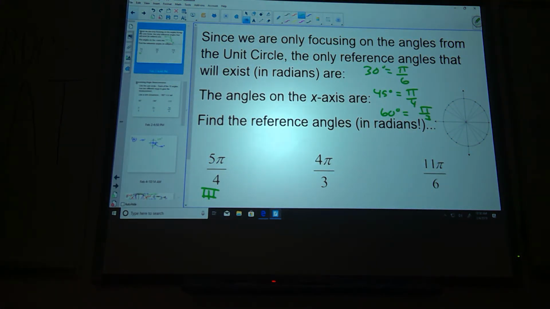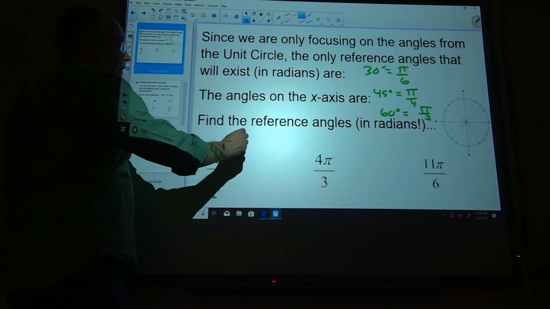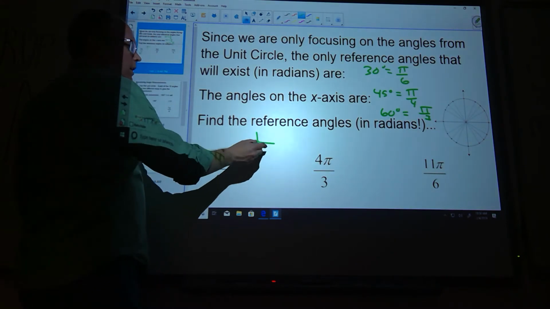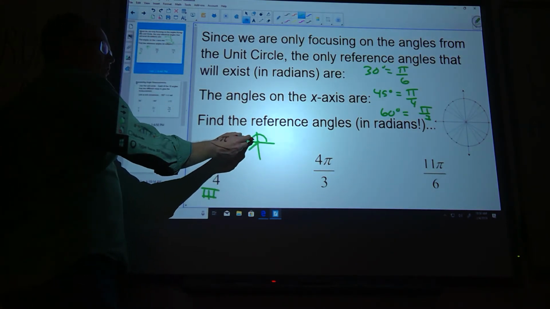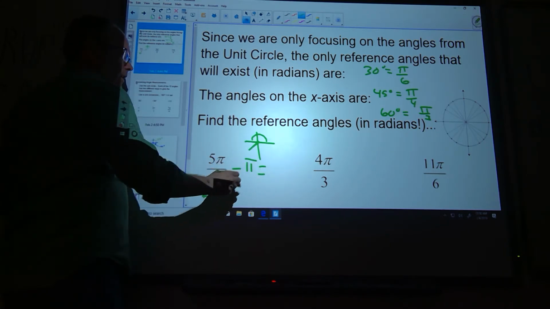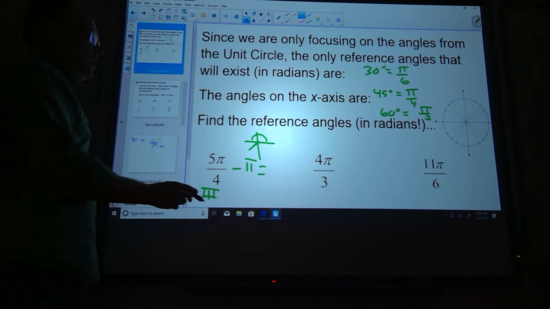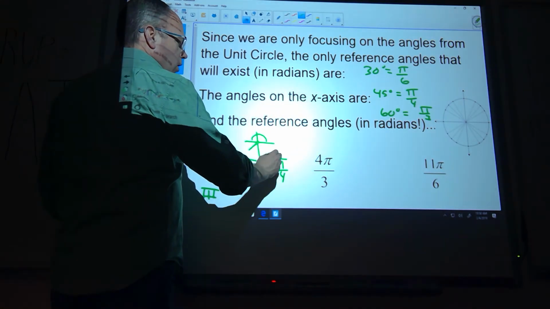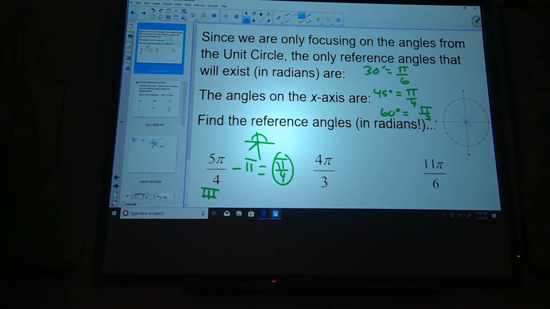So 5 pi over 4 is in quadrant 3. So think about where that's at, that's down here. If I subtract pi from it, that's going to just give me pi over 4 as my reference. So pi over 4 is a 45-degree angle, meaning it's going to relate to the 45-45-90 right triangle in quadrant 3. The legs of the triangle in quadrant 3 are both negative. So that's going to mean something, so note that.